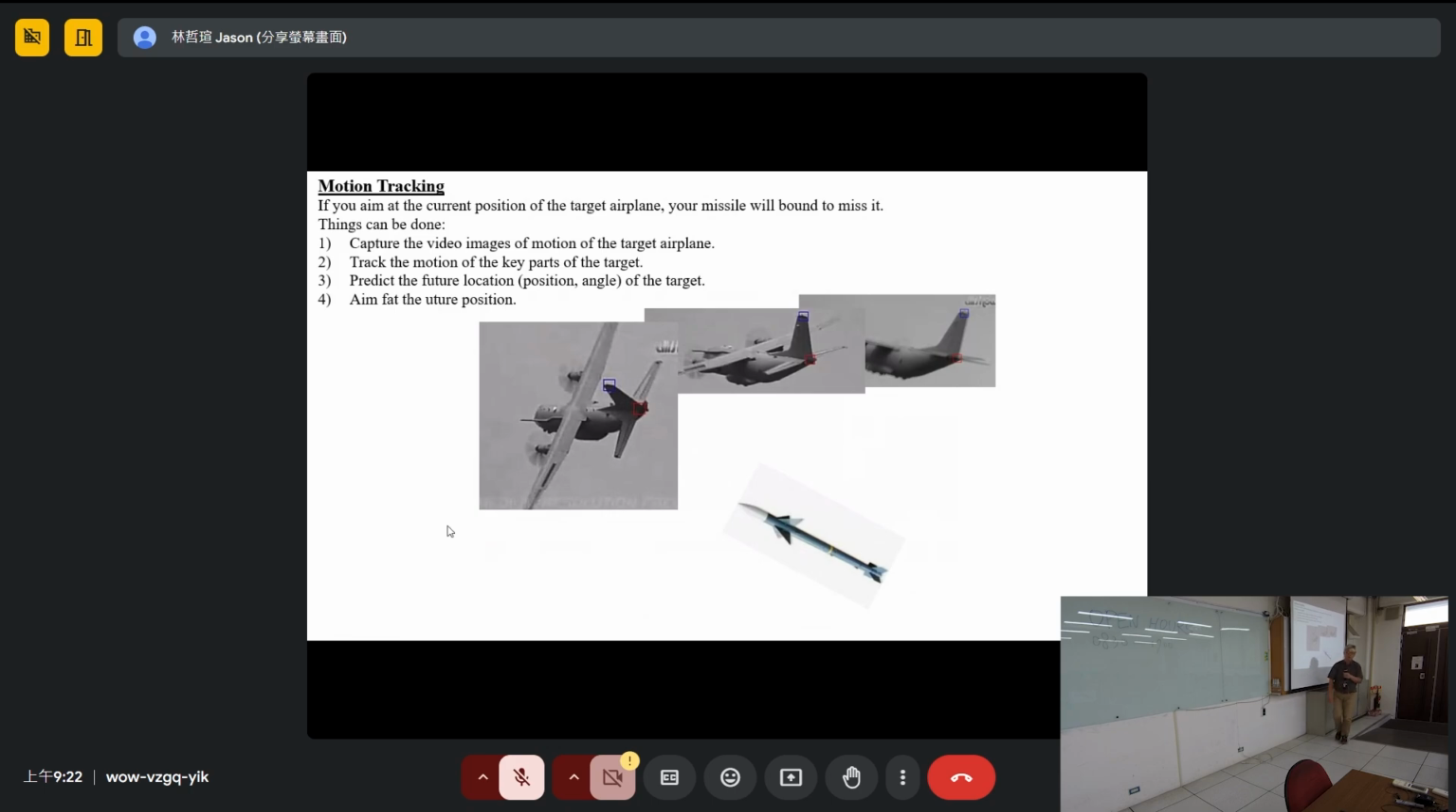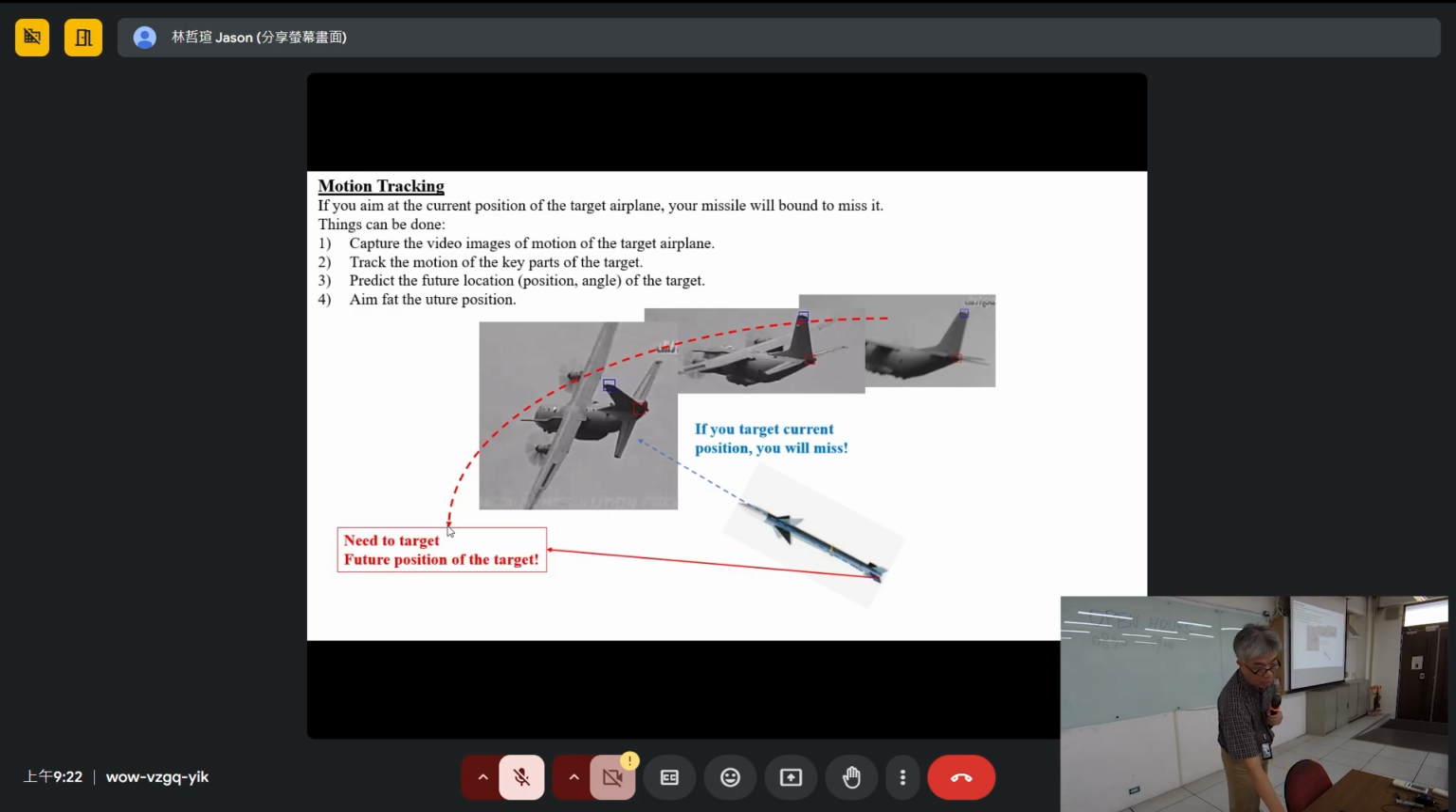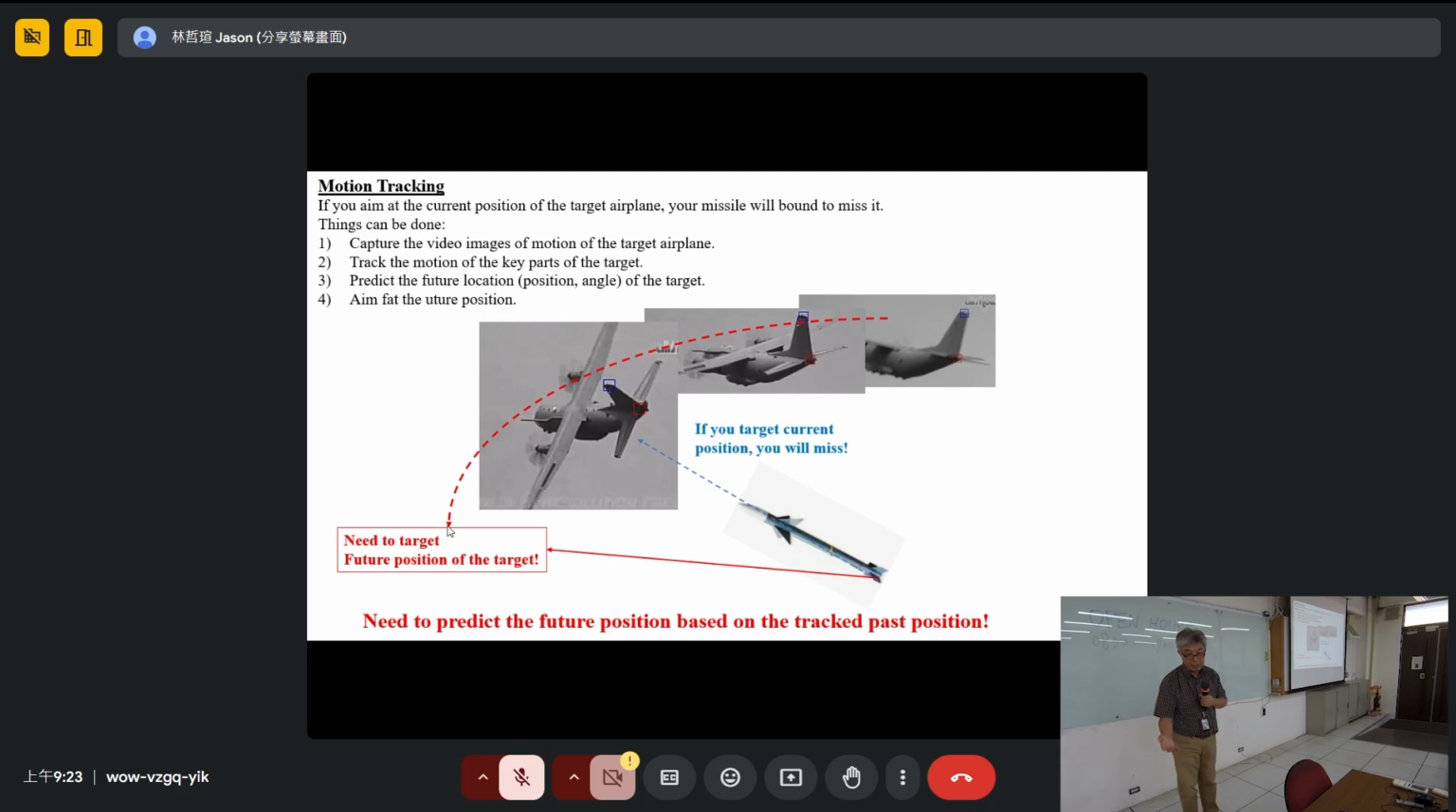Then that means we need to predict this motion, right? From the known positions, we calculate the motion. From here you can predict the future angle. Then you should shoot at that future position, right? Then you can shoot it down. So that's one of the justifications.